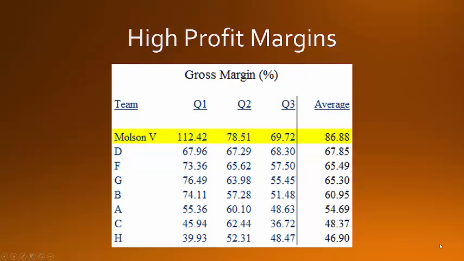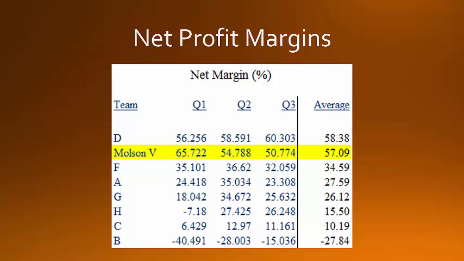And this leads to the third pillar of our strategy, the high profit margins. As you can see here, Molson 5 had the highest gross profit margins over the course of the whole game, as well as, of course, the highest average. This was supported by our high advertising and the fact that we could afford to sell very few units per variety because we had so many varieties in stock.